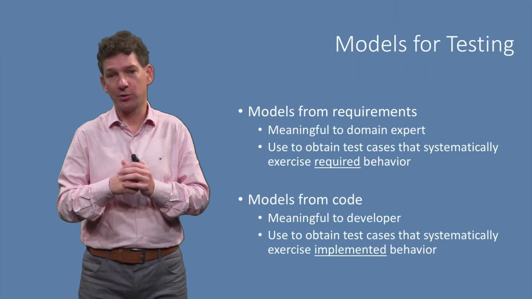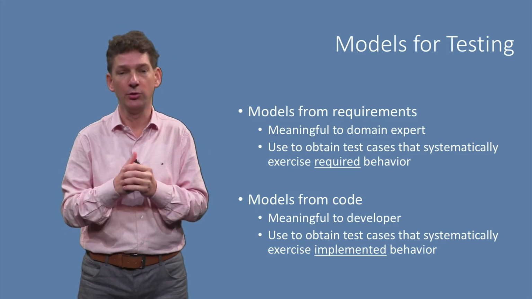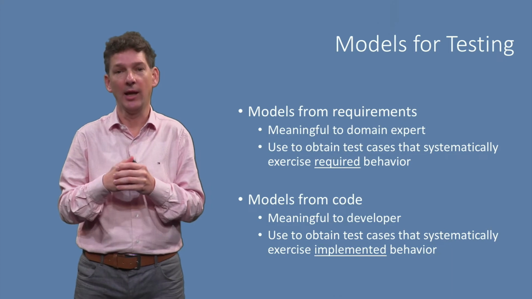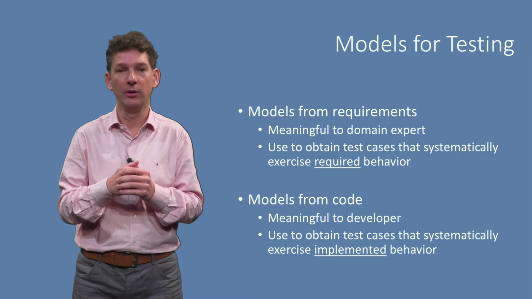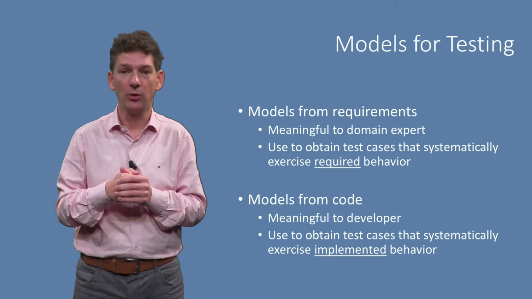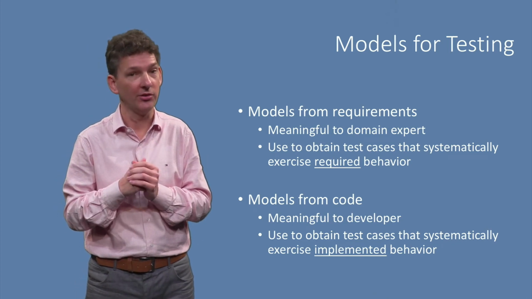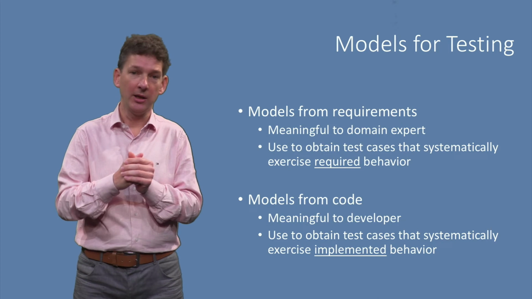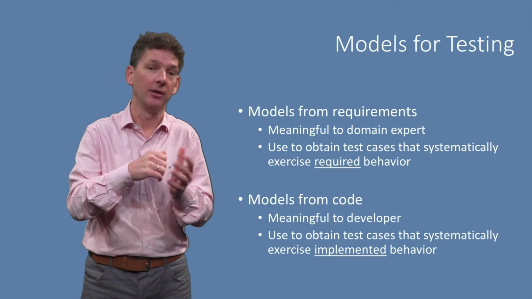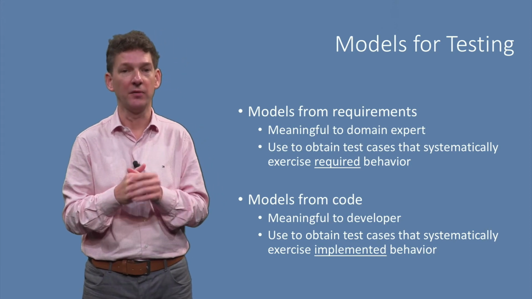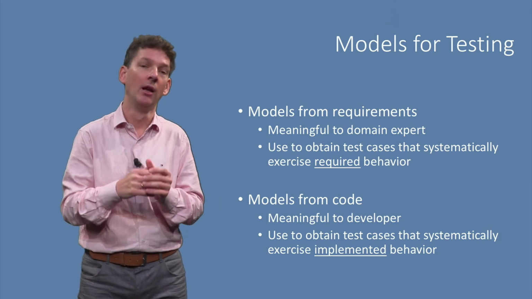Well, both types of models can typically be obtained from the system requirements or the user stories. In fact, they can help to better organize those requirements or user stories. For example, the marketing department at the telco will decide on the plans offered and can structure their plans using decision tables. Models obtained from requirements are typically meaningful to domain experts, and then developers can use them to identify test cases for behavior that must be there, specified in the requirements.